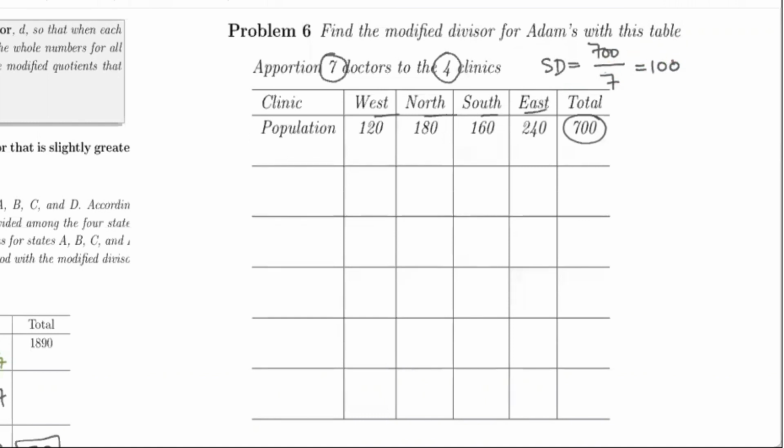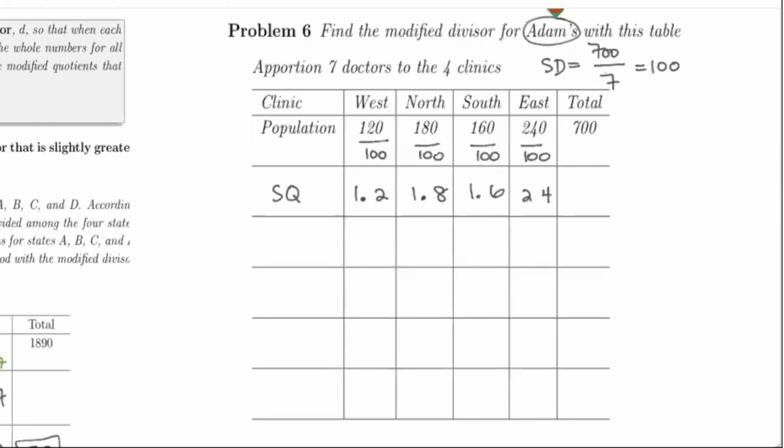Do we understand how to put this into the standard divisor? So first we have the standard divisor, then the standard quota. Everybody divide by the standard divisor. It's 1.2, 1.8, 1.6, and 2.4. Because of Adams' method, we take the upper quota. So 2, 2, 2, 3. We have 9. This is way bigger than what we are looking for, right? Remember, this is our magic number 7.